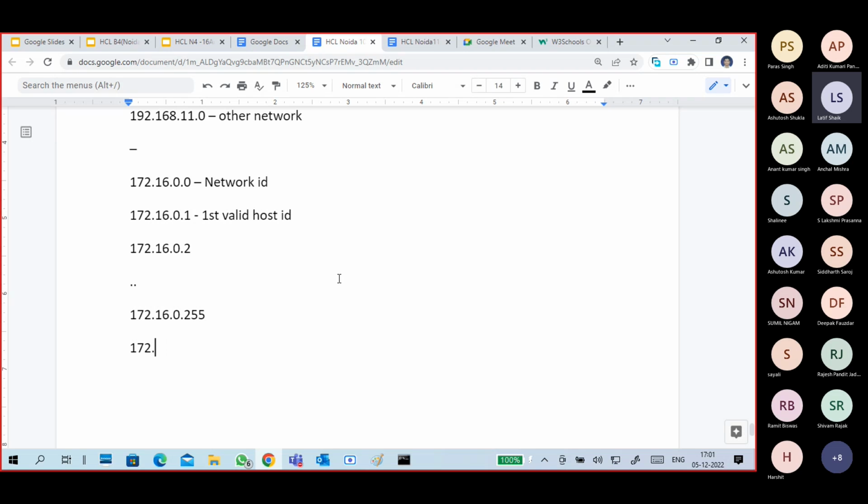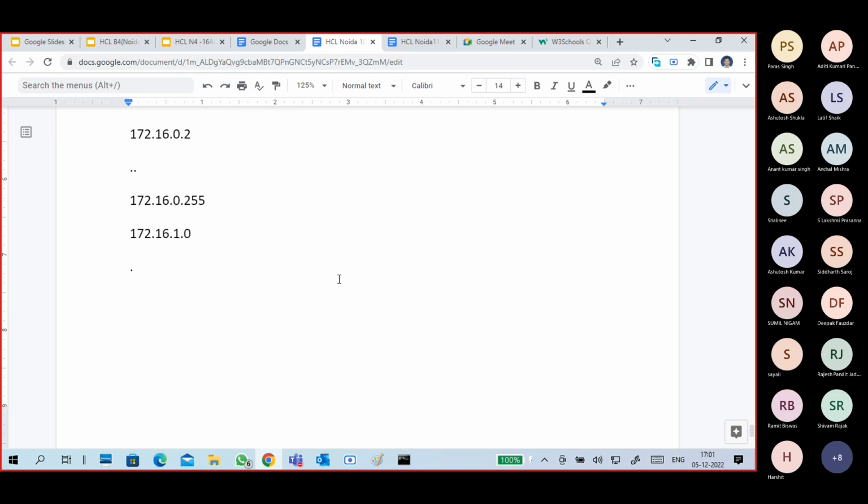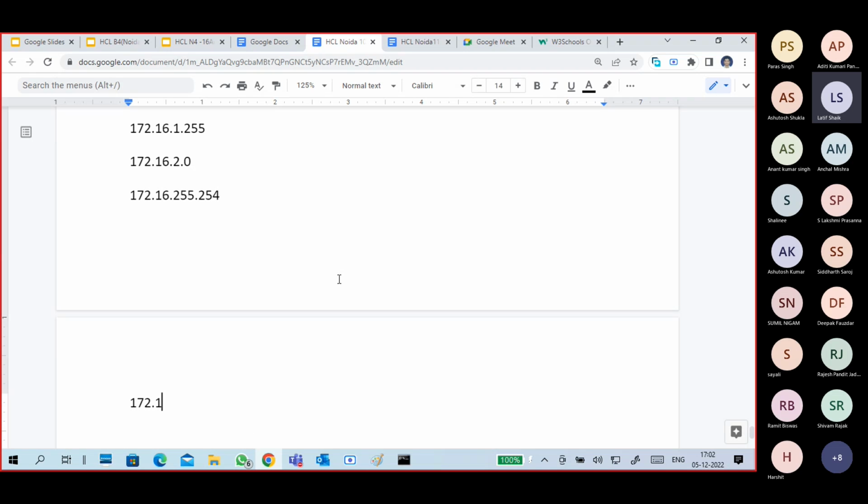Then 172.16.1.0, 172.16.1.1, and on to 172.16.1.255. Like this it keeps going, up to 172.16.255.254. And 172.16.255.255 is the broadcast ID. This is the last valid host ID.